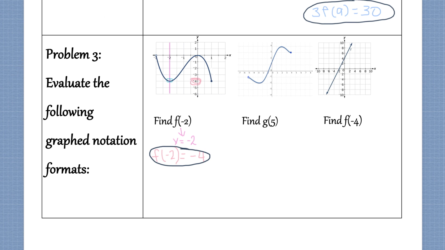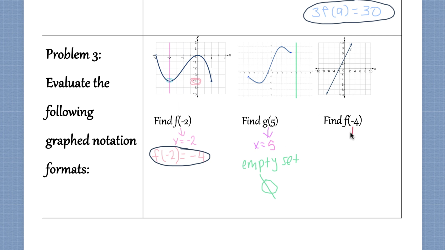Our next one says find g of 5. And so we're going to draw the line at x equals 5. As you can see, I drew the line, but the vertical line does not intercept our function at any place, and so we can't determine an actual value for our function. And so what we would call this, when the line does not intercept the graph at any point, we would call this an empty set. Empty set. Or you could draw this. The symbol for an empty set is just a circle with a slash through it.